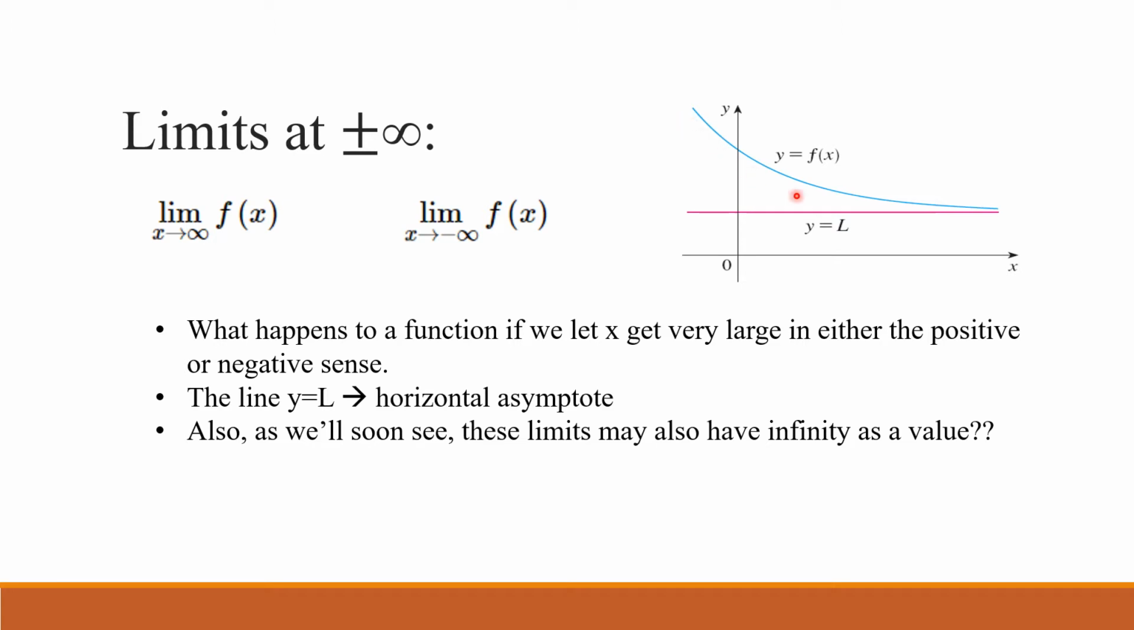In this example, you see that x is getting large in the positive sense, and the function is approaching a horizontal line y equal L. This horizontal line, we call a horizontal asymptote. It's a line that the function approaches when it is approaching, for example here, positive infinity. And we will soon see that the limits may also have an infinity value.